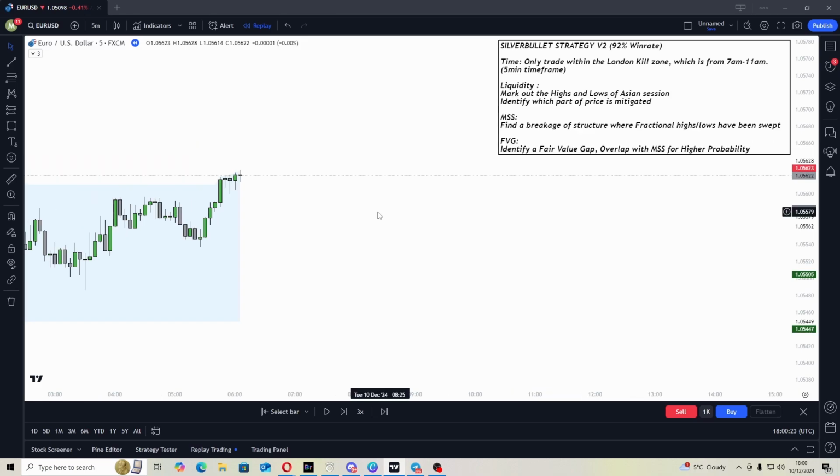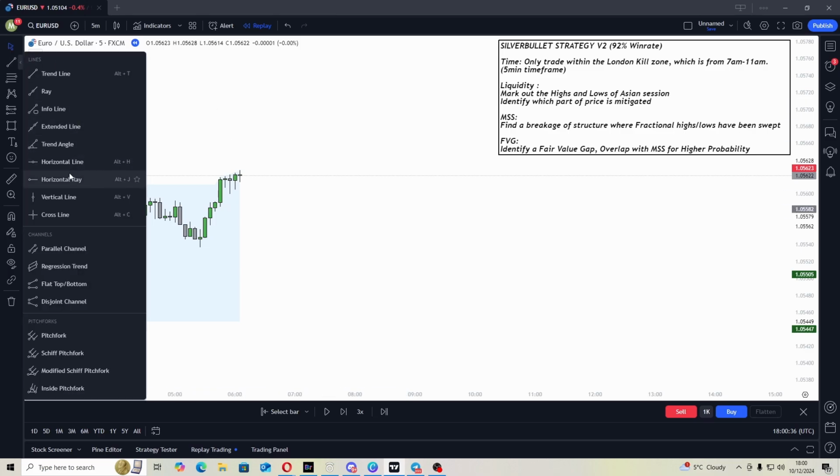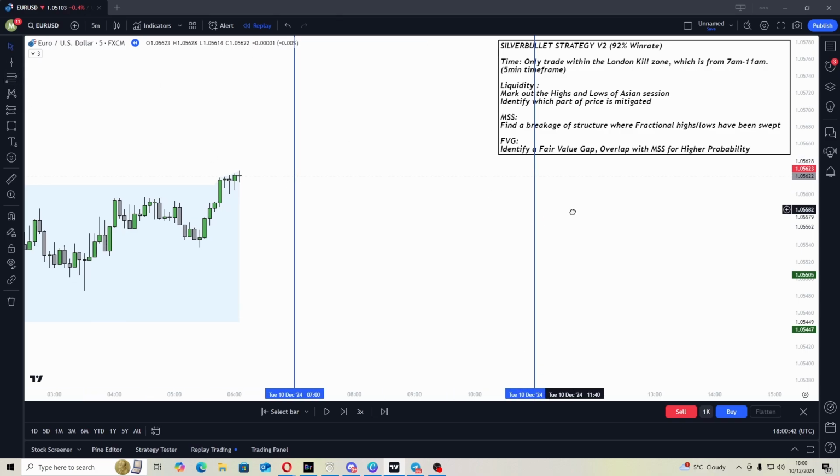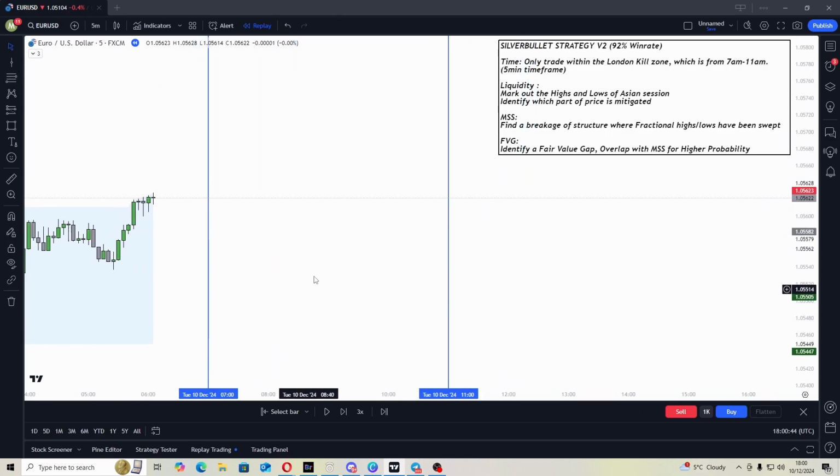First thing you need to do is actually listen to this checklist that we have right here. So we're on a Euro USD pair right now, and we're only going to trade within a London zone, which is from 7 a.m. to 11 a.m. This is the kill zone. We're only going to be trading with it. So what I'm going to be doing right now is marking out my vertical line from 7, which is right here, until 11 o'clock, which is right here. Okay, we only trade within this time right here.